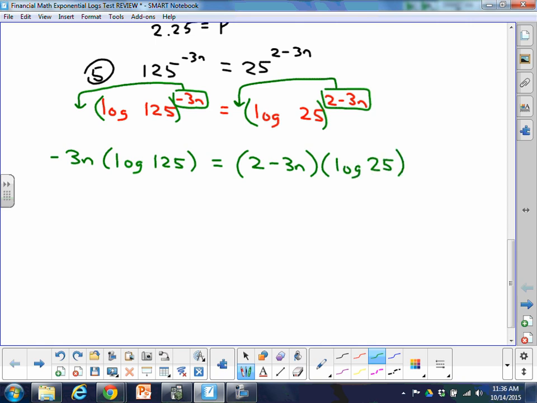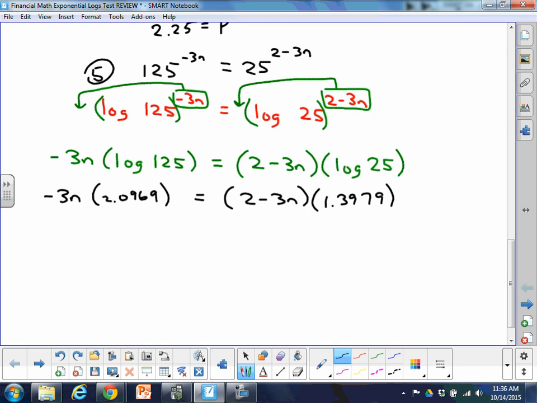Now what you can do is convert the logs into decimals if you want to. The log of 125 is around 2.0969. If you don't want to do this step till later, that's fine as well. From a calculator, the log of 25 is 1.3979. And then it's just going to turn into some algebra steps, where you will multiply these, distribute over here, and that will solve it. So let me do that.